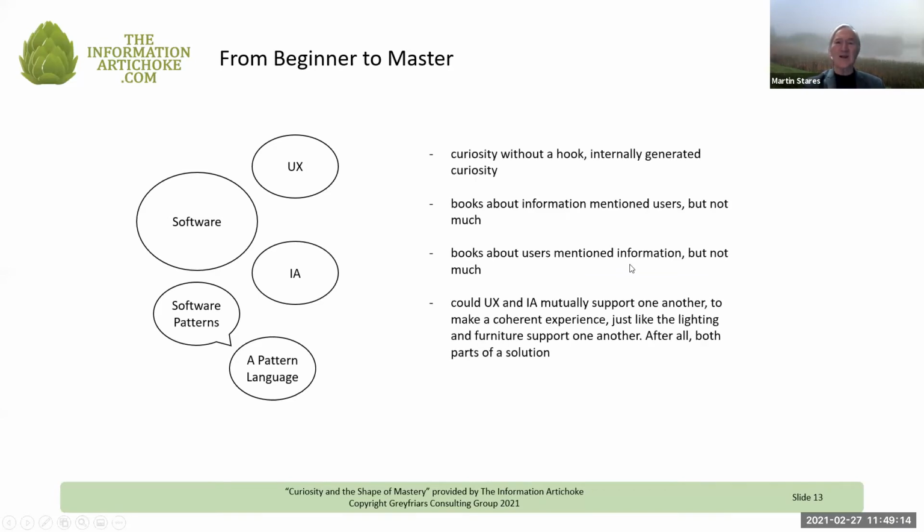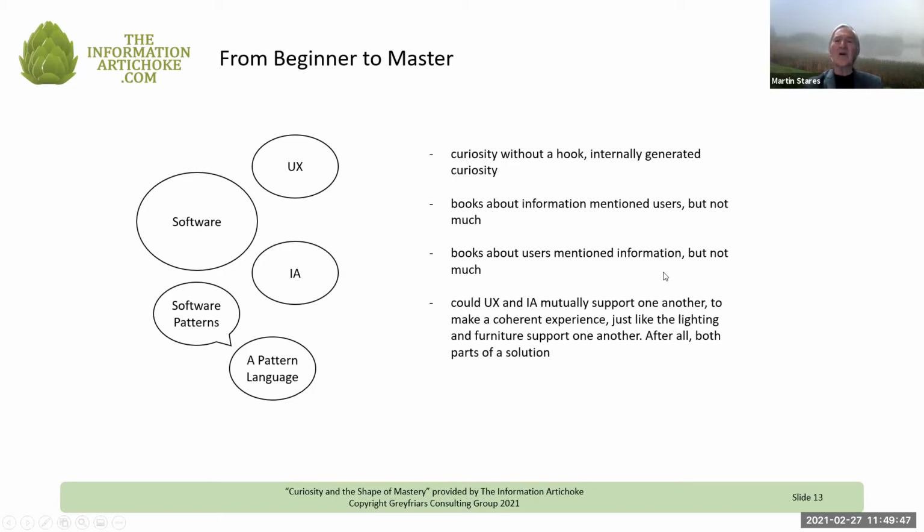And I started wondering, and wondering is curiosity without an external hook. It's kind of an internally generated curiosity. I noticed that books about information mentioned users, but not much. And books about users mentioned information, but not much. Could UX and IA support one another, just like the lighting and the seating arrangements supported one another? I mean, they were both parts of a solution after all. Could it be possible?